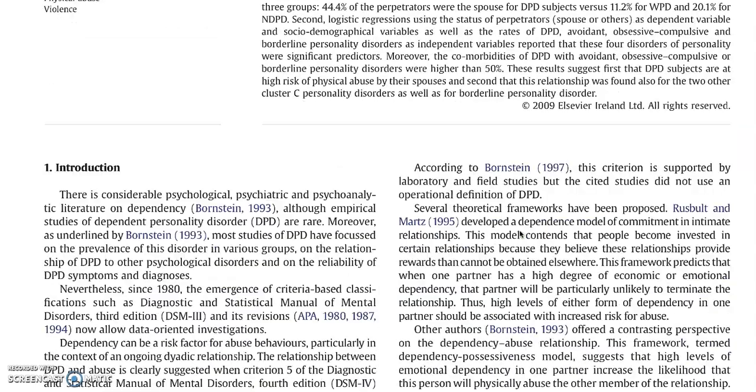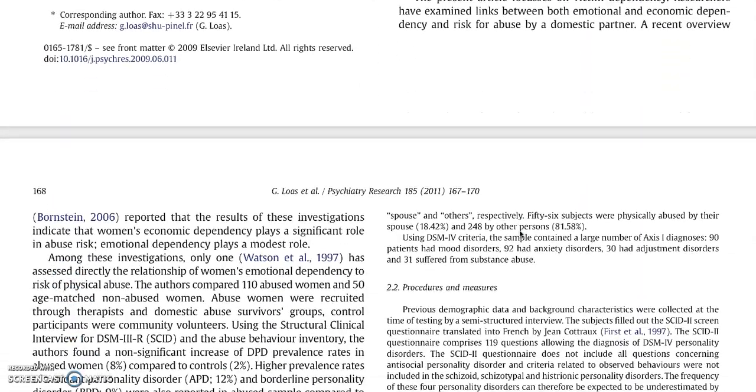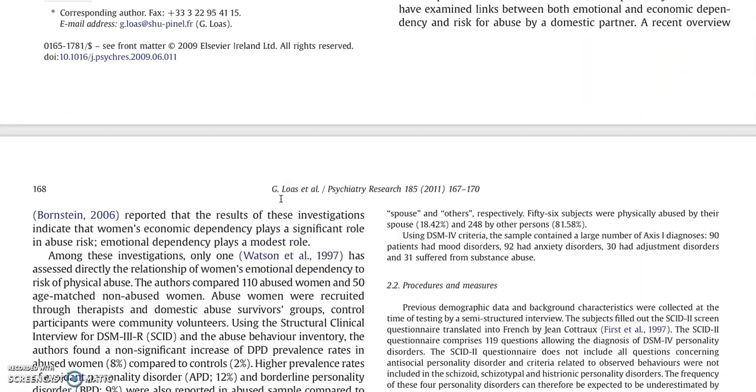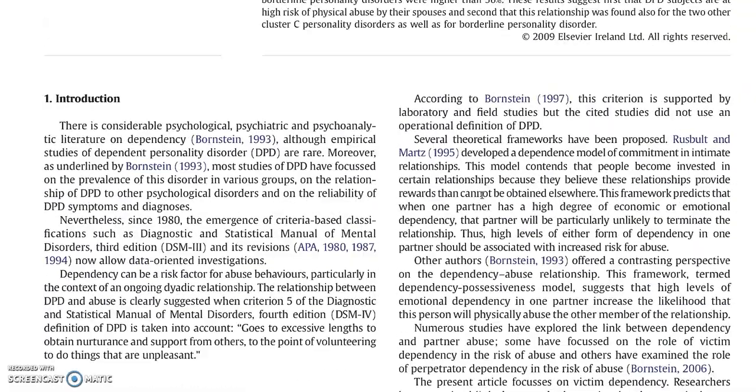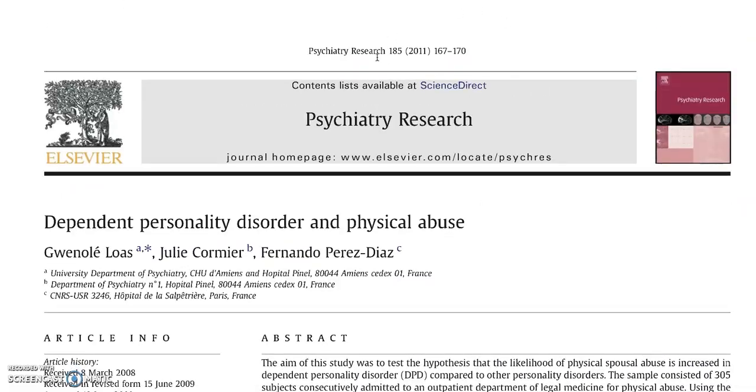If I scroll to the next page of the article, at the very top, I see the authors, the name of the journal, the volume number, the date, and the page numbers of the journal. You can see that on each page. Here we have the same thing, but we don't have the names of the authors. We just have the name of the journal, the volume number, the date, and the page numbers.